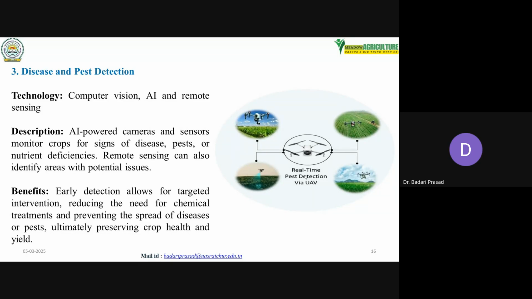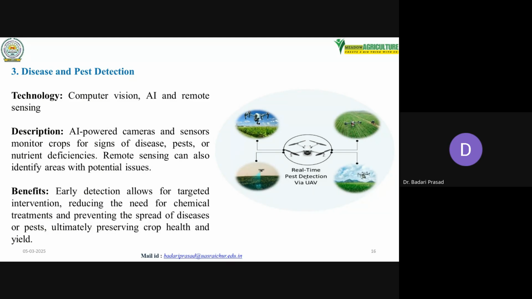So here we use the technology of computer vision, artificial intelligence, and remote sensing. These artificial intelligence powered cameras and sensors monitor crops for signs of diseases, pests, and nutrient deficiencies. Remote sensing over a large area can also identify these potential issues. So the data which converges together gives the real-time picture of what is happening in the field.